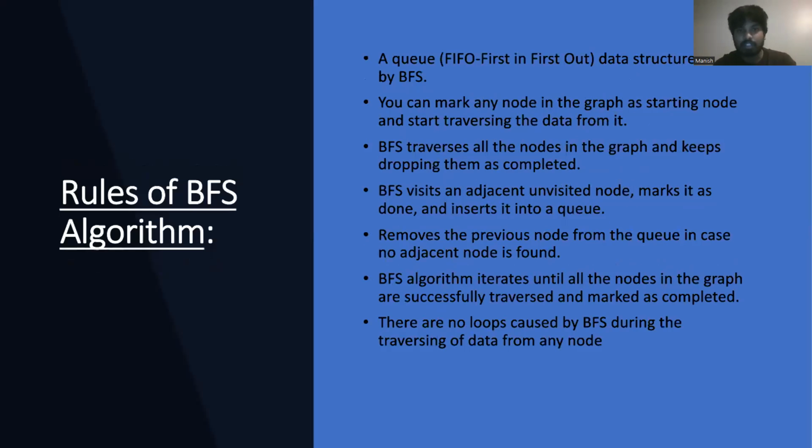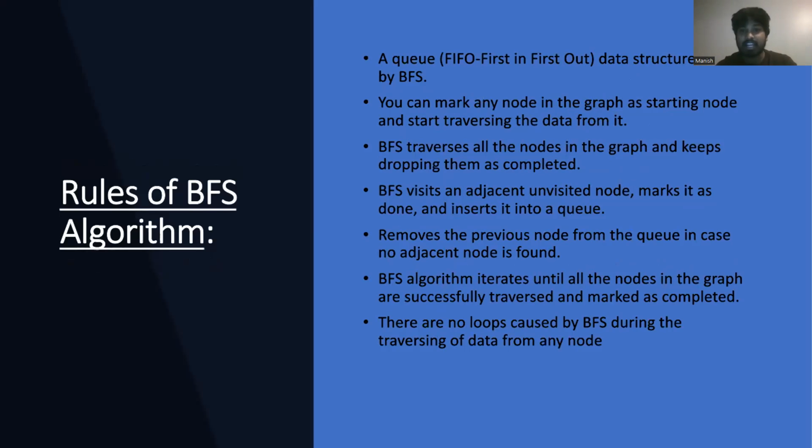So now I'm going to explain the rules of the BFS algorithm. What is a queue? It is first in, first out, which is the method it follows. So the queue is the data structure used by BFS. You can mark any node in the graph as a starting node and start traversing the data from there itself. BFS traverses all the nodes in the graph and keeps dropping them as they are completed.